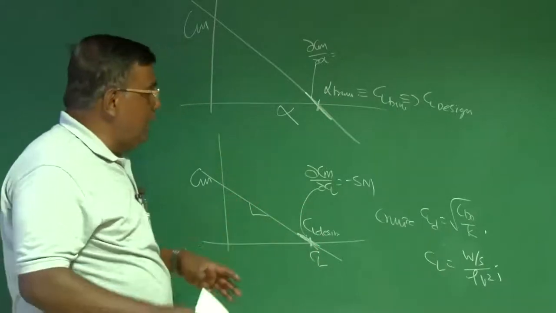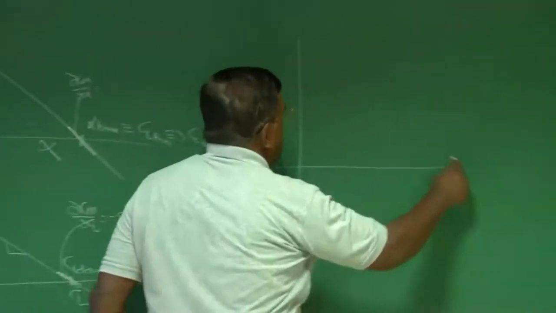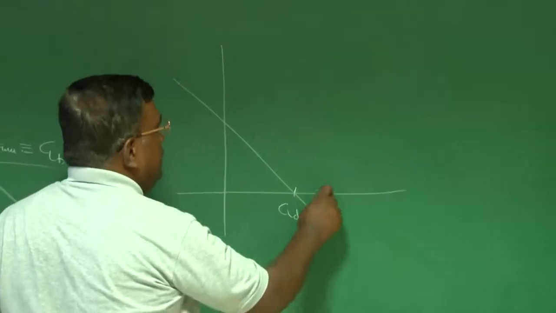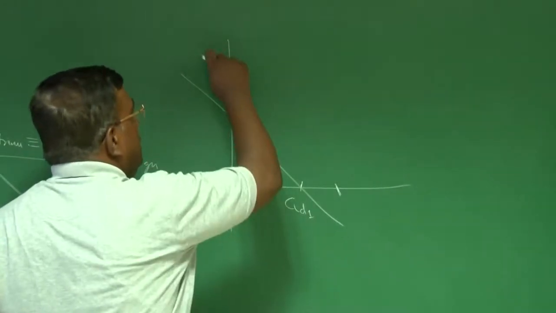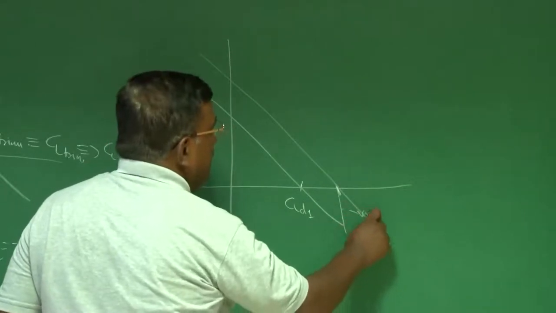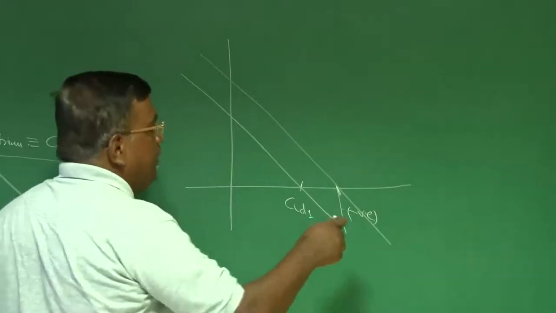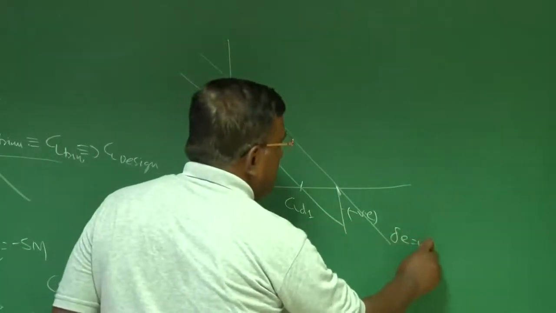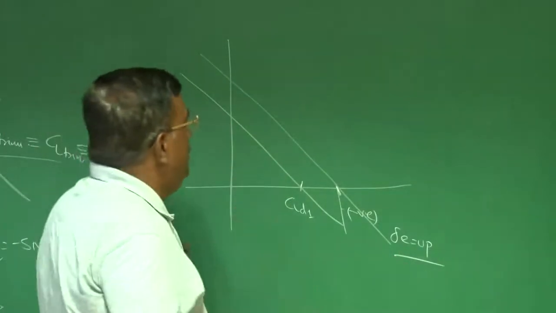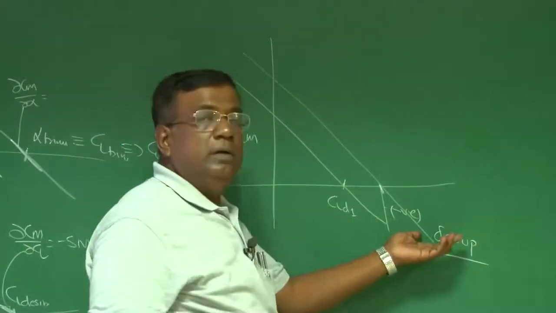Because you could understand that if I have designed my airplane for the CL design 1, and I have to fly at this CL, then I have to give elevator deflection so that this negative moment is countered. That means I have to give an elevator up. The moment you try to trim an airplane with elevator up or elevator down, you are giving a drag penalty.